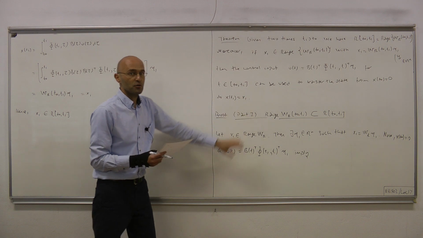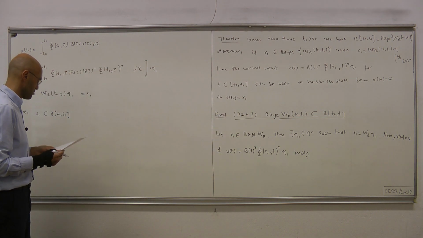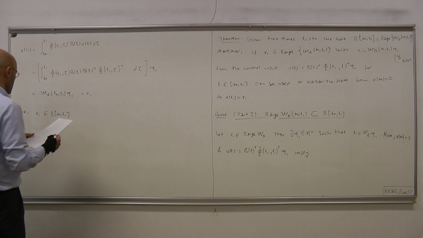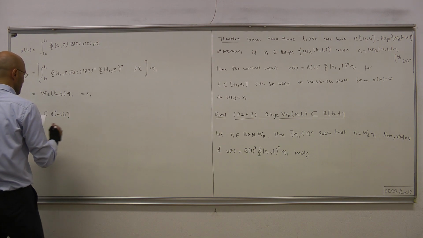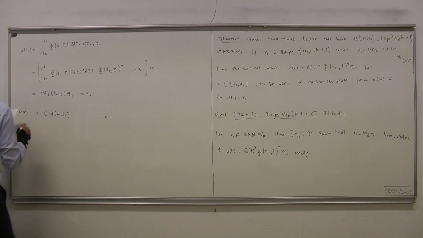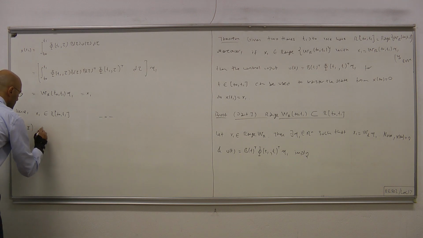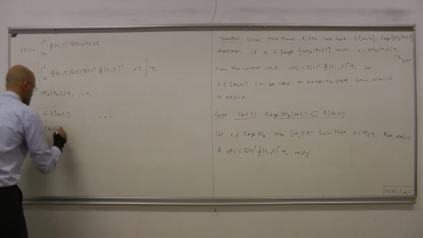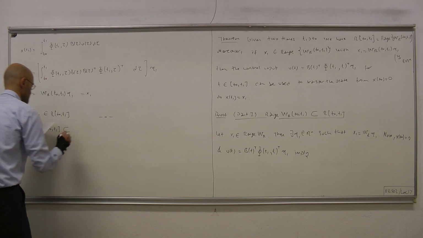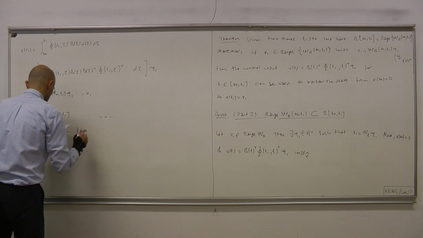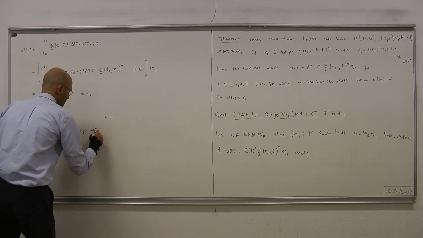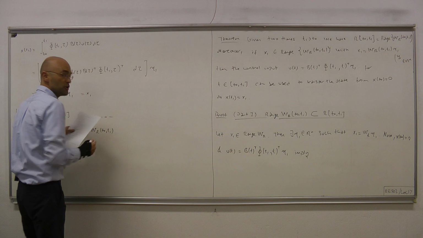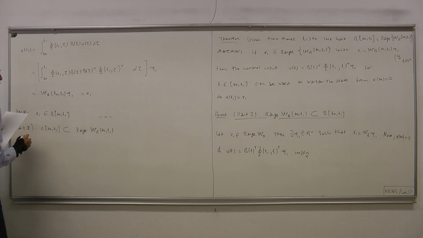We still have part 2 to prove, okay, so the reverse direction. So let's do that. Let's prove part 2: the reachable subspace is a subset of the range space of the reachability Gramian. So let's try to prove this.